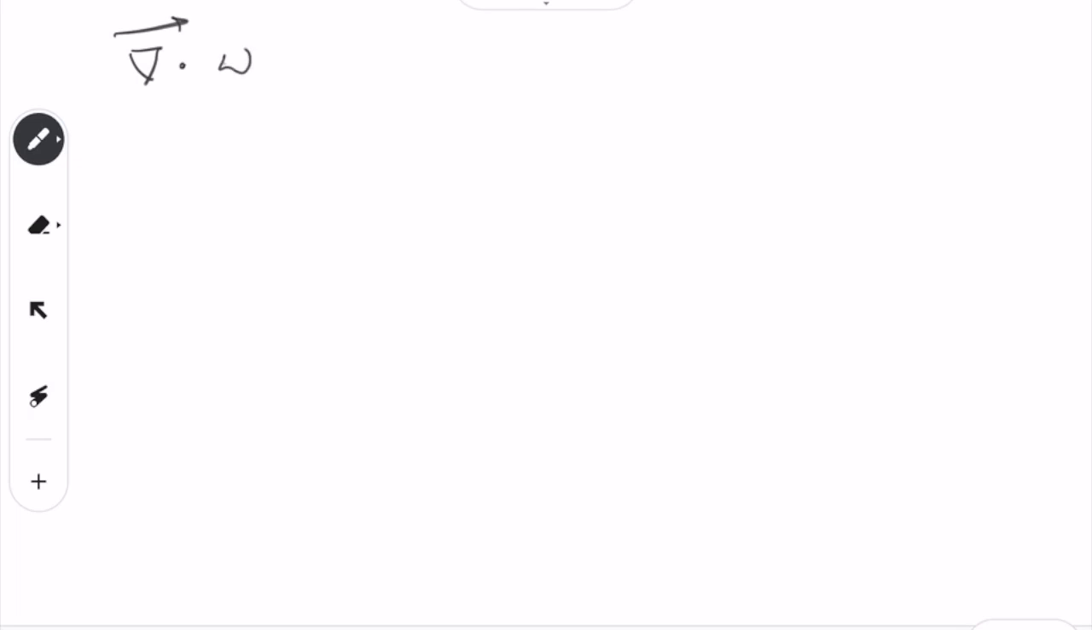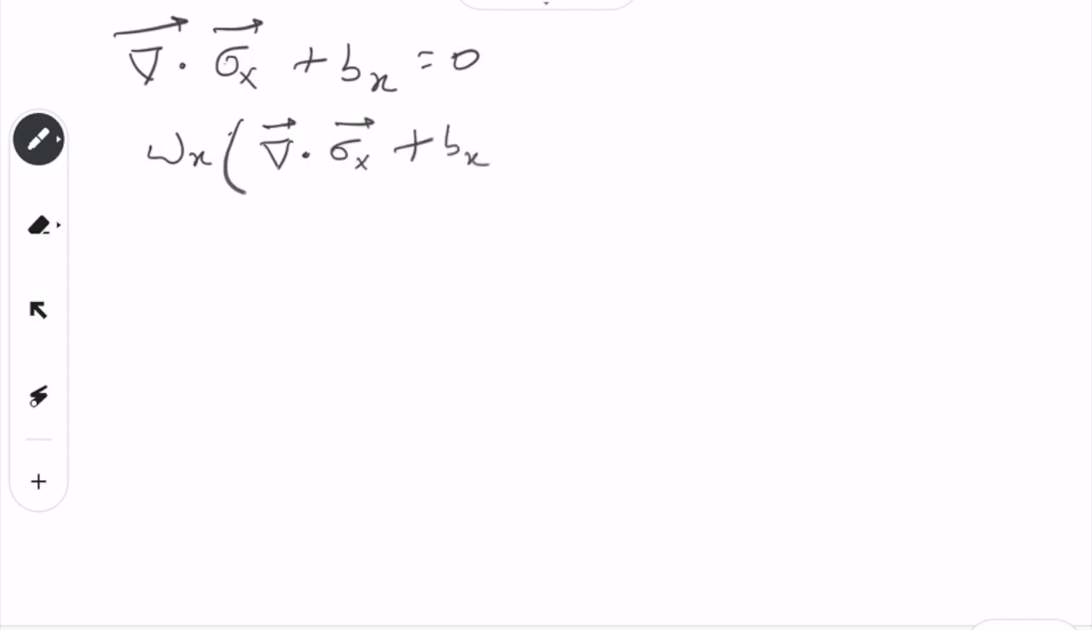Divergence of wx, sorry, not wx, not yet. So sigma x plus bx equal to 0. Now multiply by wx, and we have bx, right. Okay, and we are going to integrate over the whole domain like this. Okay, so now we are going to use some identity as we did earlier.